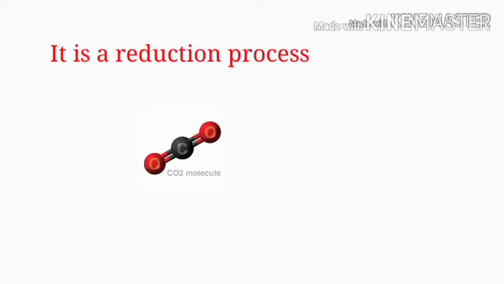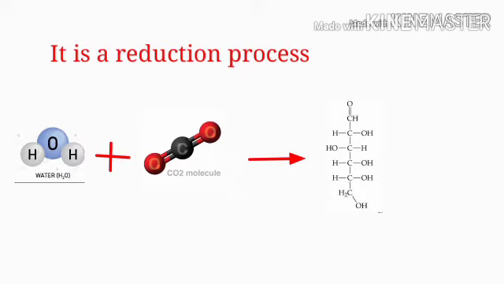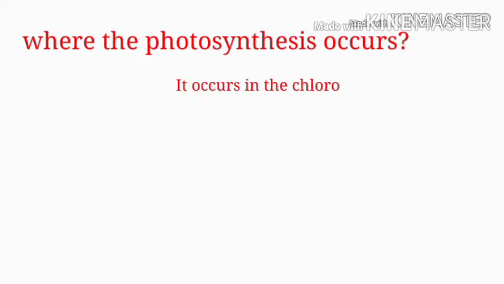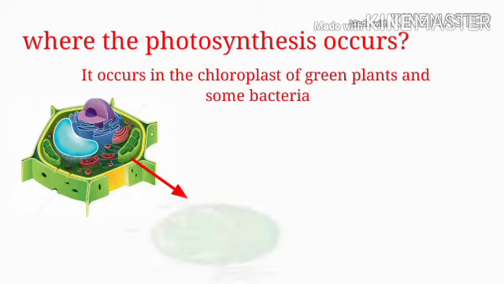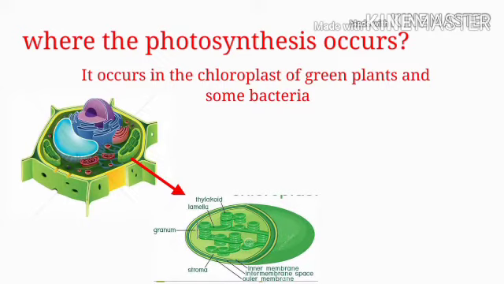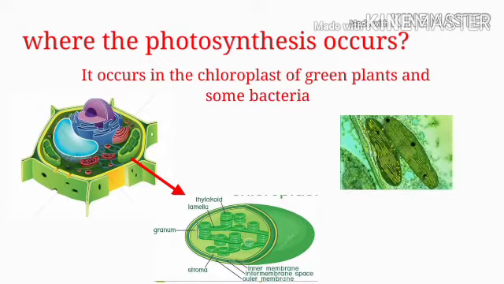If you want to see in depth, it is the reduction of carbon dioxide into a carbohydrate by water using the light energy. And where does it occur? It occurs in the chloroplast of green plants and in some microorganisms like bacteria. Now let's see the chloroplast.